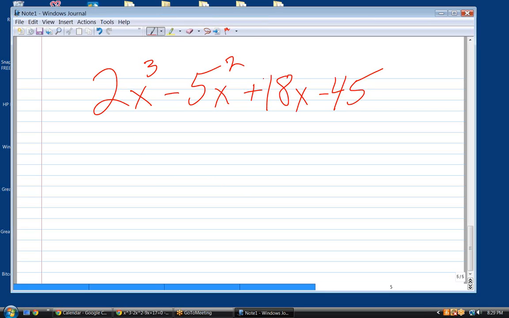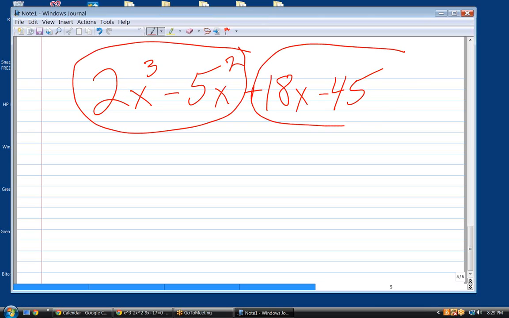Factor out, okay, from each group. It's called grouping because we've made two groups. So what can you factor out of this group? X squared, leaving 2x minus 5.